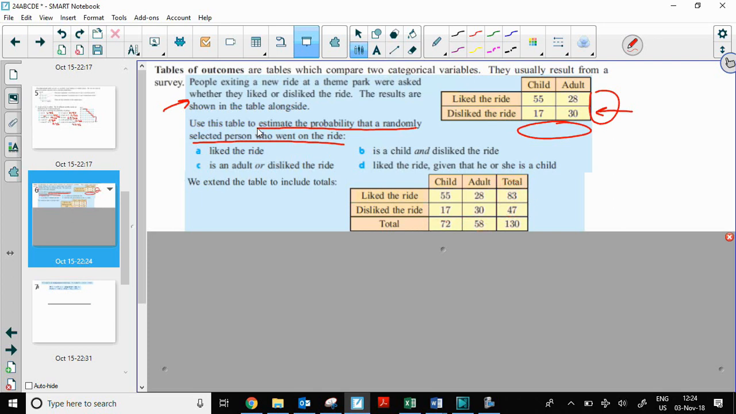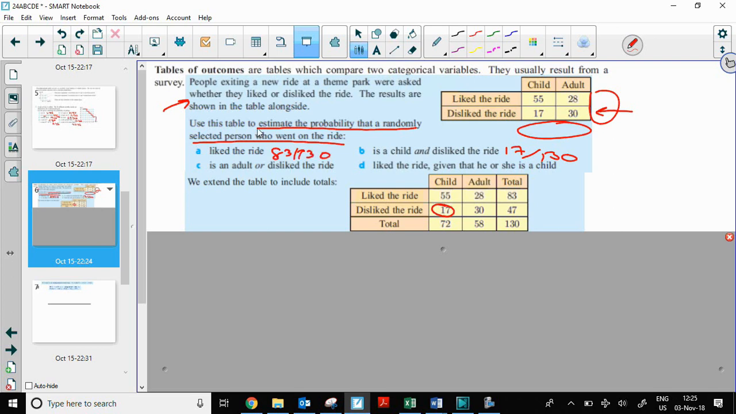And now we can assess the questions, because the probability that someone liked the ride is just going to be 83 out of 130. The probability that someone is a child and disliked the ride, those 17 people are the only ones who were children who disliked it, so that'll be 17 out of 130.